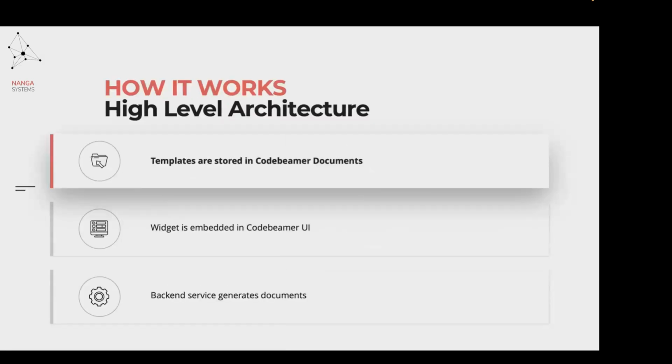How does it work? It's just a high-level architectural overview. The templates are stored directly in Codebeamer. It works very similar actually to how the standard Codebeamer templates work. We use the documents module, very important, not the document type tracker, to store the templates, where we have our own folder structure where we can add the generic templates and where we can add the tracker specific templates.